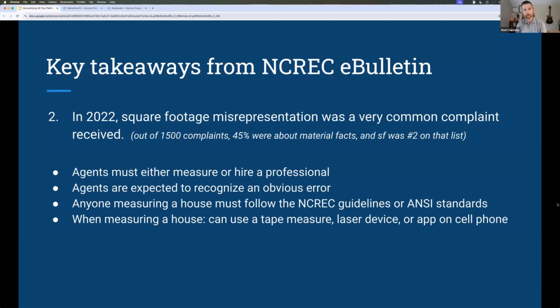But this last one is a change, and this opened up a real can of worms. When measuring a house, you can use a tape measure, a laser device, or an app on your cell phone. The tape measure is not new. That's how I learned 18 years ago. Laser device is not new. We've been using that for quite a bit. But an app on a cell phone is a change. And this is where we connect into the 3D tours that we're going to talk about today. So I'm going to talk more about that in a minute, but that was a big change for them to mention.